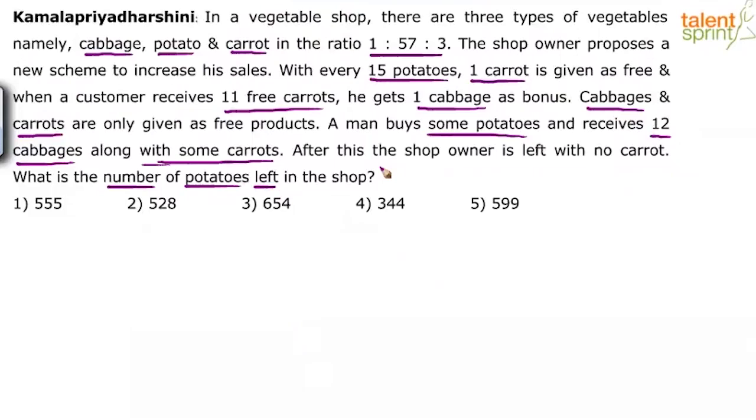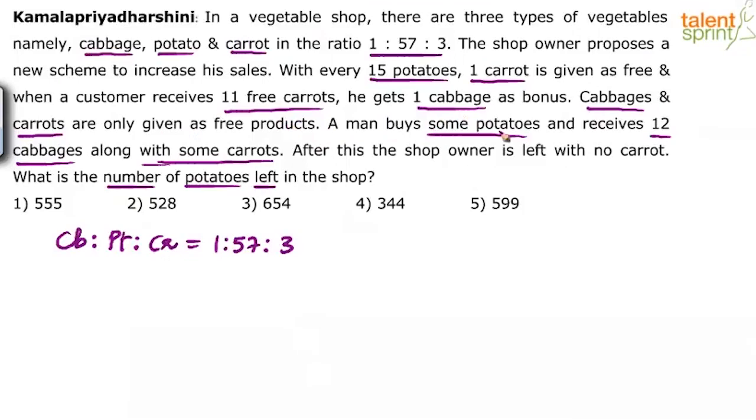Understand. We know that the ratio of cabbage to potato to carrot is 1:57:3, which means for every 1 cabbage there are 57 potatoes and 3 carrots in the shop. Now, according to the scheme, when you buy 15 potatoes, you get 1 carrot free, and once you accumulate 11 free carrots, you will get 1 cabbage as bonus. And we know that cabbages and carrots are only free products.